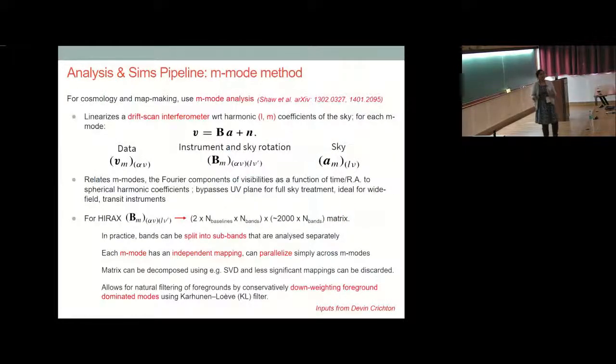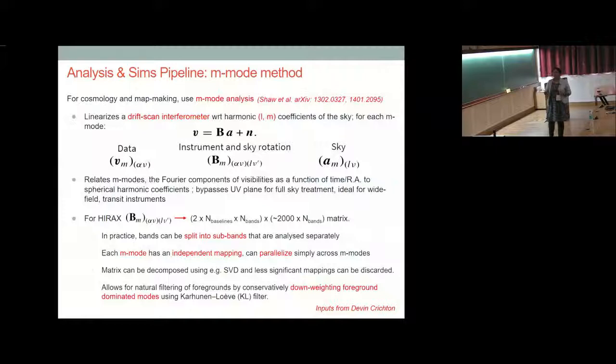So one thing which I'm interested in, because I come from a CMB background, is the way the analysis is done for the data. So there's something called the M-mode analysis, which is done mostly for a drift scan interferometer. And these are the two references. So what you have is the data, the visibility.